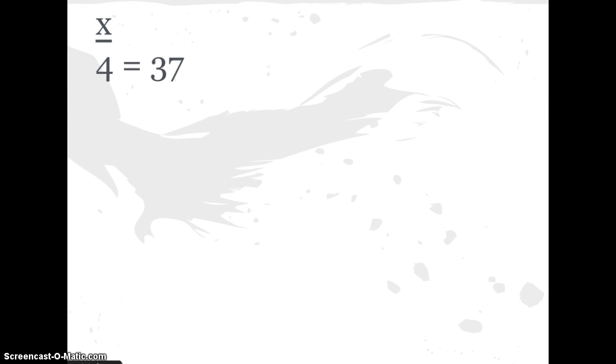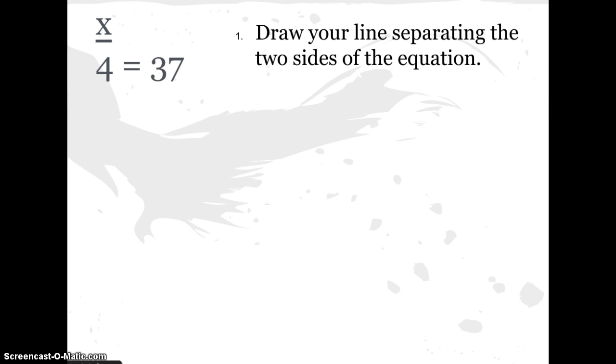Let's try another example. When you look at x divided by 4 equals 37, the first thing you should be thinking is that you want to get that x alone. In order to do that, we're going to draw a line to separate the two sides of our equation. So in your notebooks, write down this example and start by drawing your line to separate the two sides of the equation.